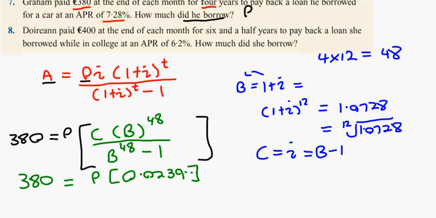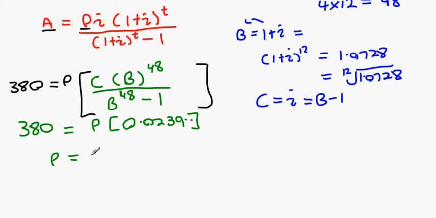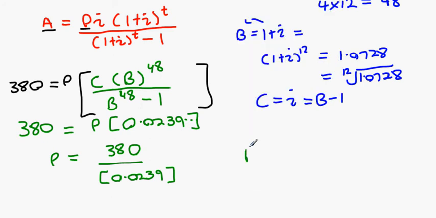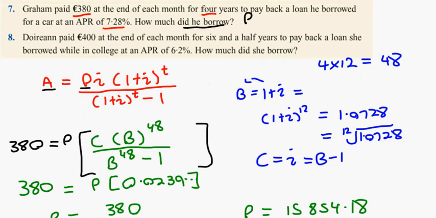So then we know that P is going to be 380 divided by my answer from the last part, 0.0239. So 380 divided by that number, divided by my answer. Now what we find out is 15,845.18. Okay, that's our answer to that question. So now we're on question 8.